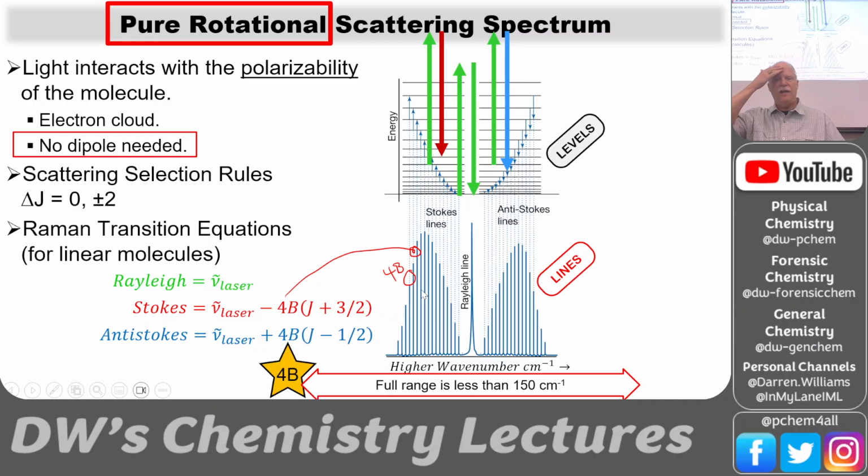Now, we don't see a lot of this because most of our lasers have a really wide spectral line width. So you have to have a really high resolution, super narrow line width laser to do pure rotational Raman.